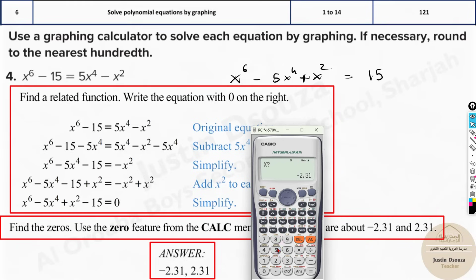Now there might be 5.33. Now when I type 5.33, what's the answer? It's way off, because there's power 6 and power 4. Anything that will come close to 14.8 or 14.9, you must assume it to be 15. See, these are way off, whereas only one correct answer will come very close. That is over here. Either it's 2.31 or negative 2.31. These are the answers. I hope this is clear.